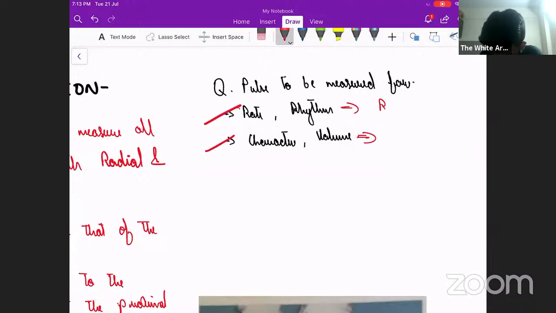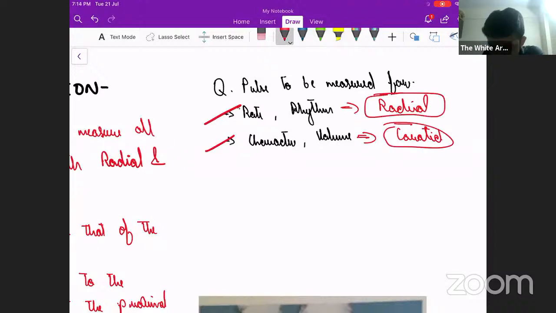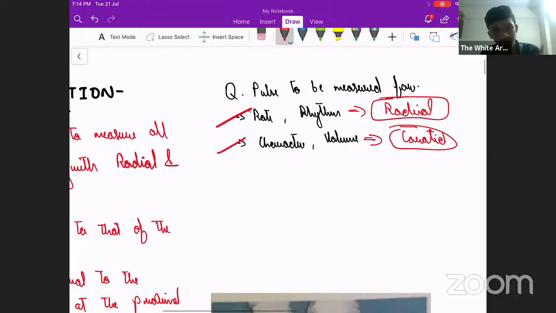Yes, good. This is radial. This is carotid. But that doesn't mean that you stick to only this. All the peripheral pulses have to be seen. And one more thing, measure both the pulses, both left and right side, and look for any difference present. Okay, that is also important.